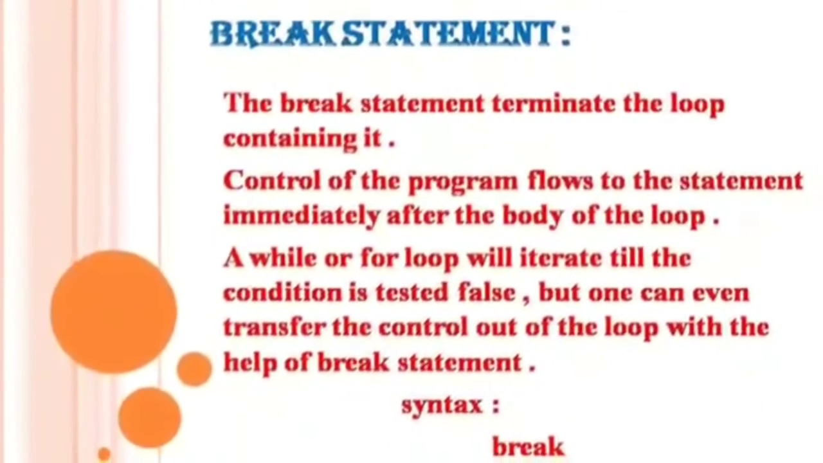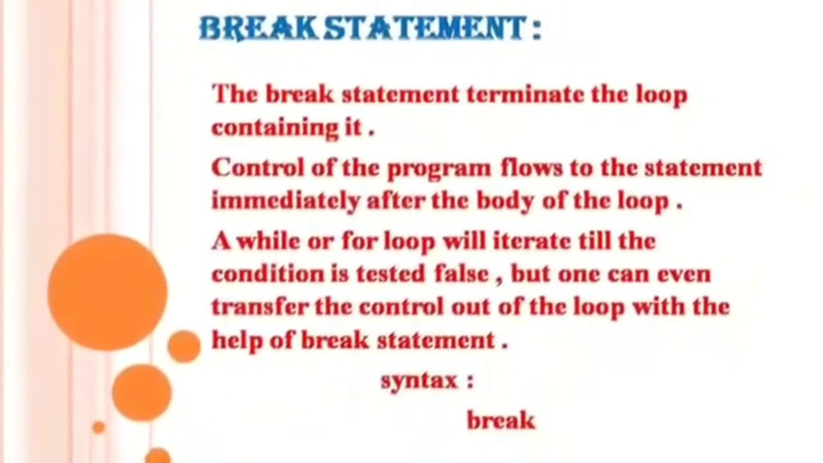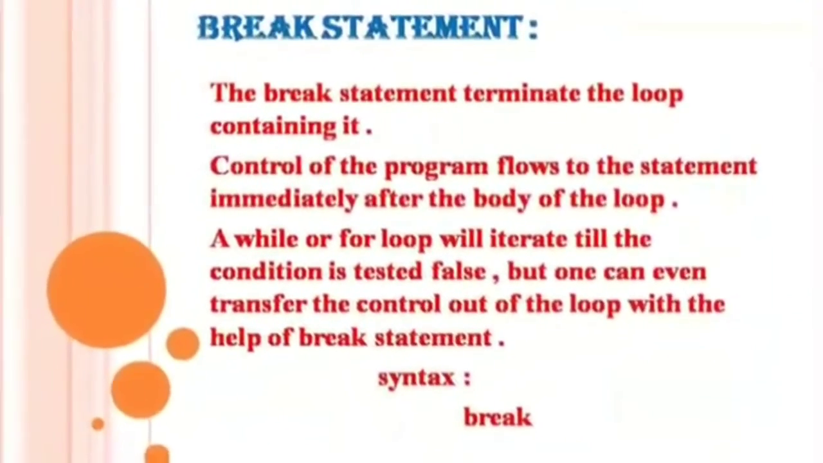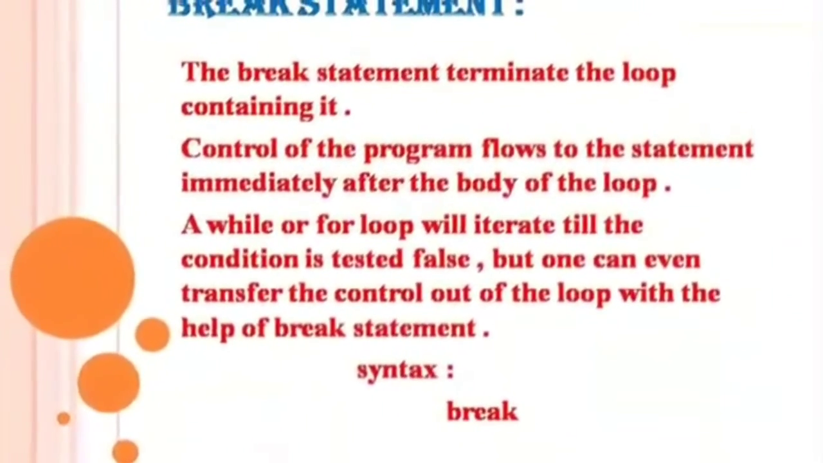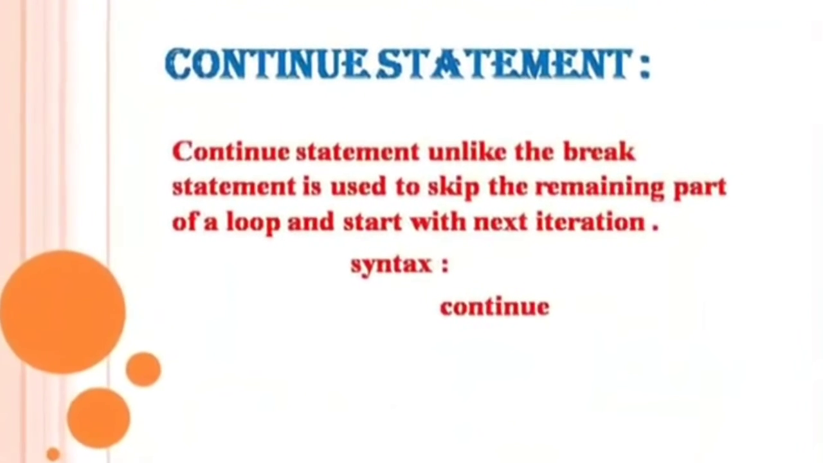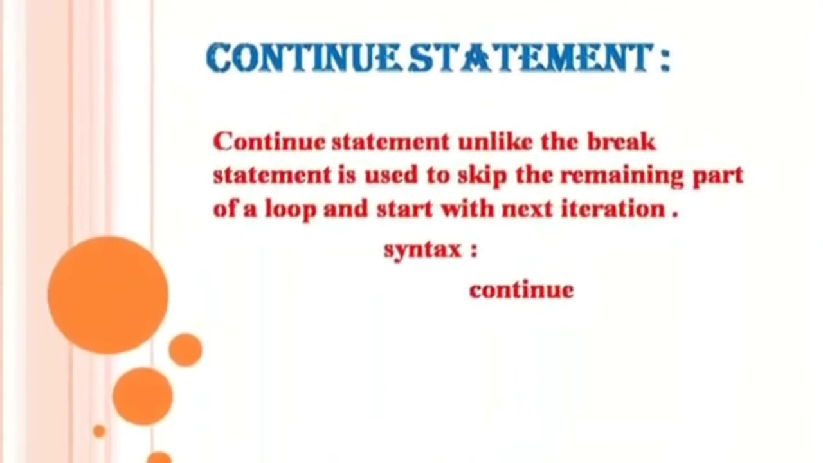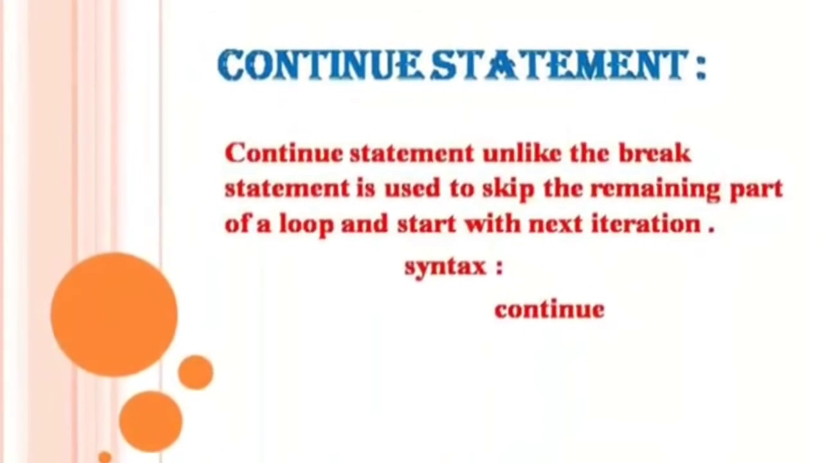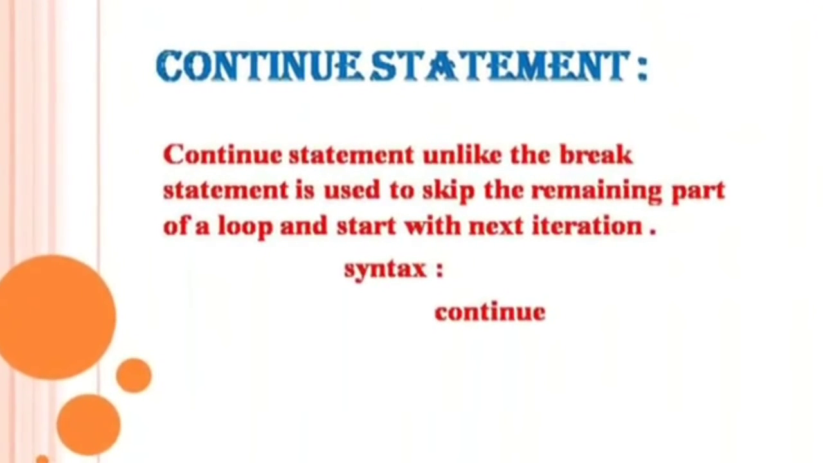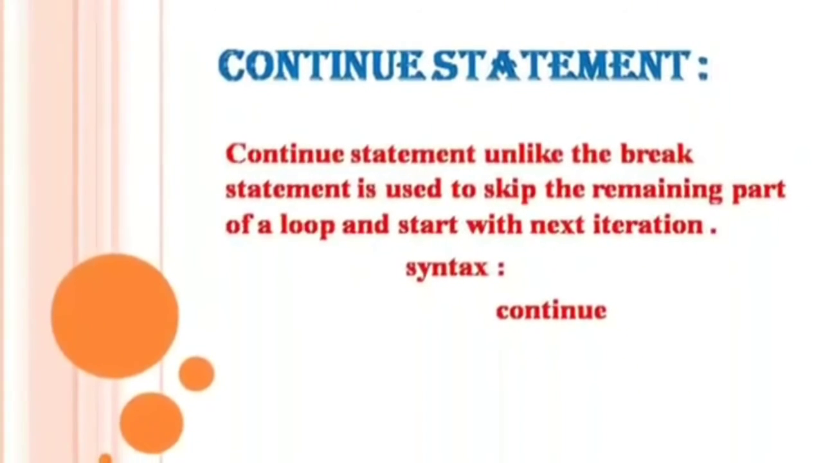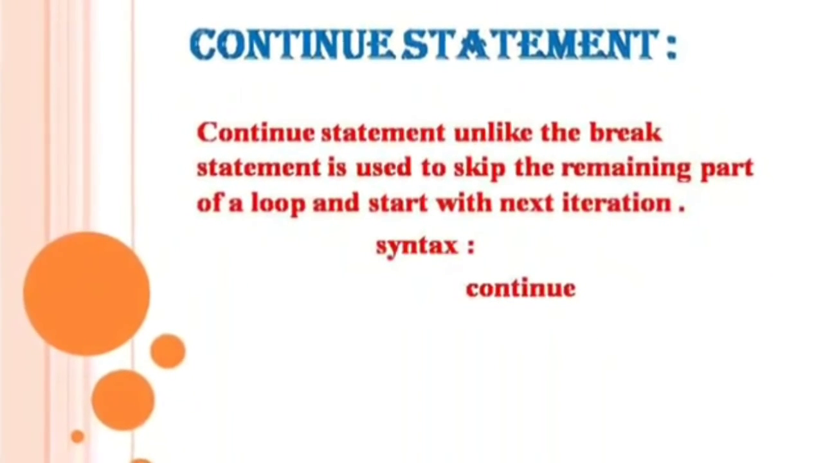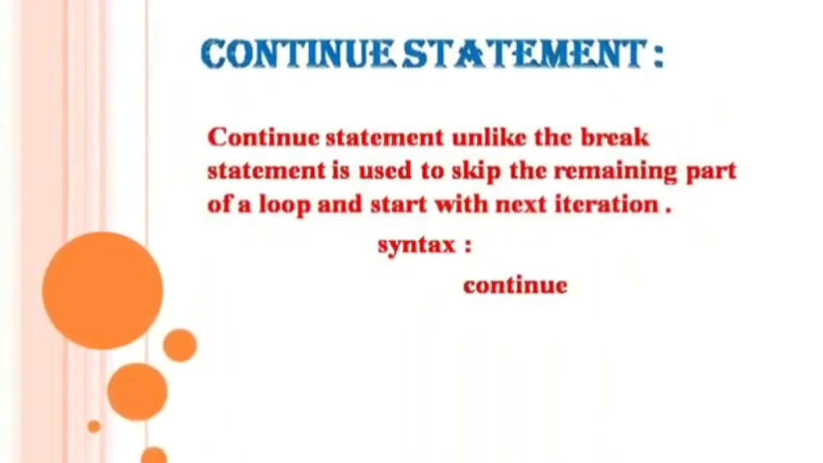A while or for loop will terminate when the condition is tested false, but one can even transfer the control out of the loop with the help of the break statement. Syntax is break. Next is the continue statement. The continue statement, unlike the break statement, is used to skip the remaining part of a loop and start with the next iteration. The syntax is continue. The continue statement can be used with for loop and while loop.